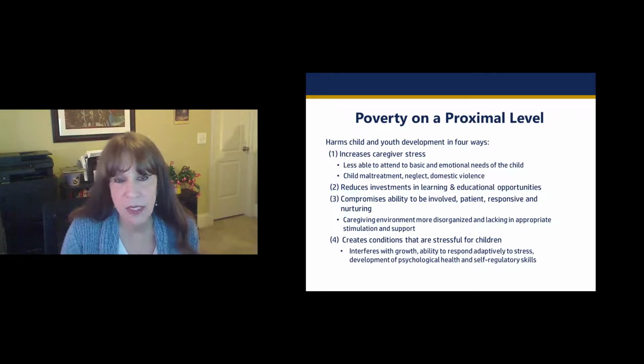But what about on a proximal level? What is happening when children live in poverty in the home? When caregivers are stressed, they're less able to attend to the basic needs of the child, and there's more maltreatment. That's number one. Number two is that it reduces the ability for parents to invest in their child's learning and educational opportunities and their ability to grow academically.